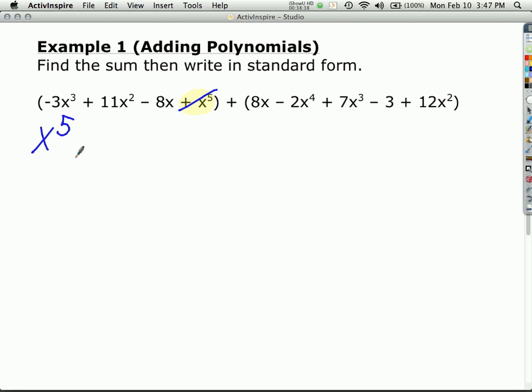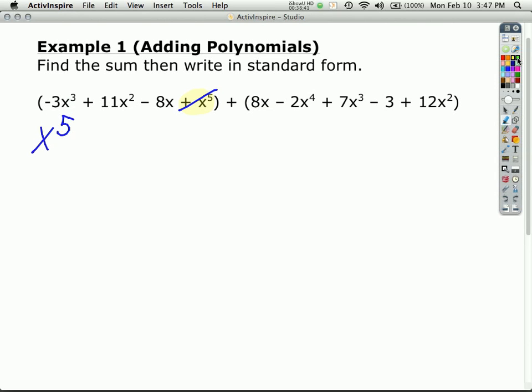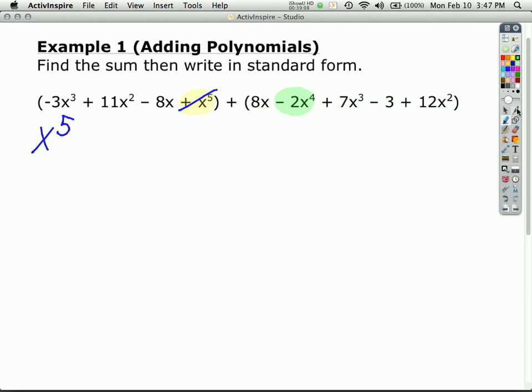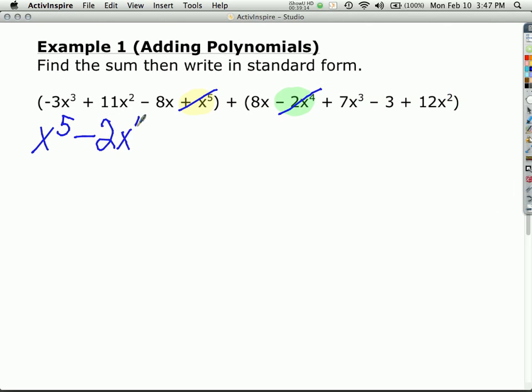What's the next degree? Next degree. Ania? So there's a negative 2x to the 4th. Are there any other terms that have the same variable and exponents? Ania? Well, does it have the same variable and the same exponent? Okay, so no, there are no others, so that's done. So we'll cross it out, and we'll put minus 2x to the 4th. What's the next degree? Eric?